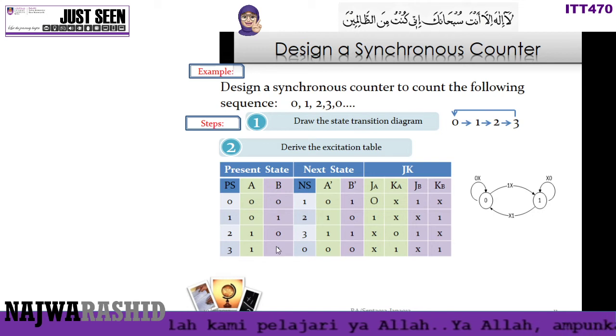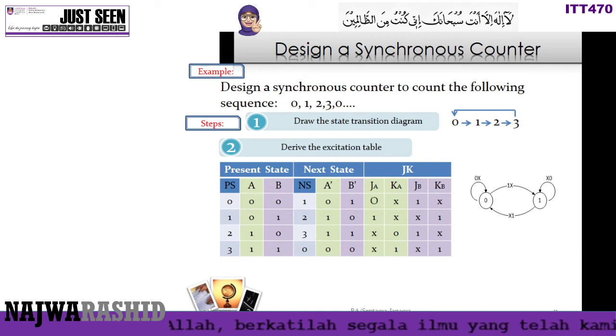Okay, next, fill up the next state. So for the next state, present 0, 0 goes to number 1. Number 1 goes to number 2. Number 2 goes to number 3. And then number 3 goes to 0. So from this decimal, you need to translate into the binary. So 1 is 0, 1, 2 is 1, 0, 3 is 1, 1, and 0 is 0, 0.